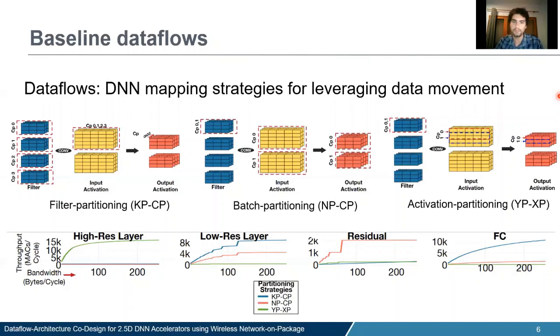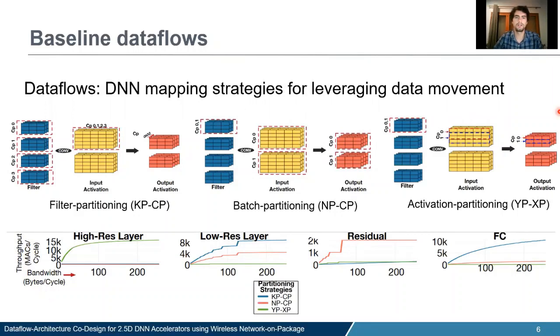So we ran some preliminary tests with these data flows in a baseline DNN accelerator, and down here in the graphs we show the throughput in the y-axis and the bandwidth in the x-axis for different layers of the ResNet50 DNN model, and for these different data flows.